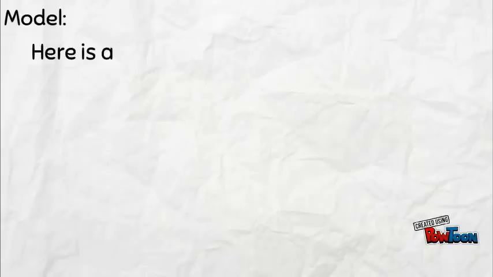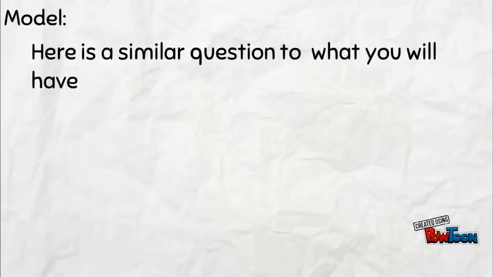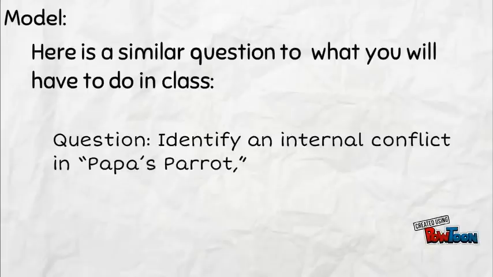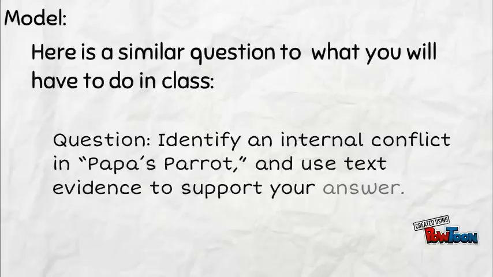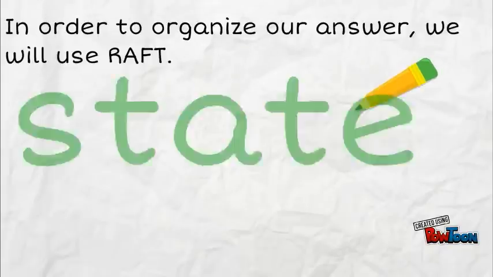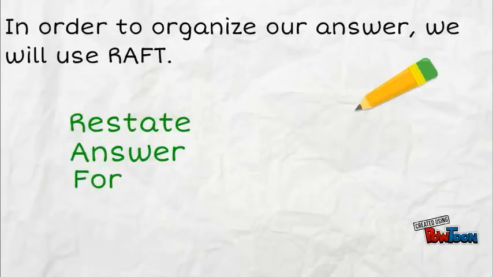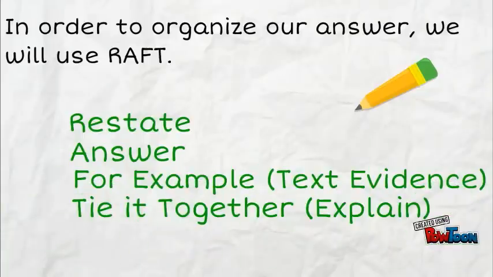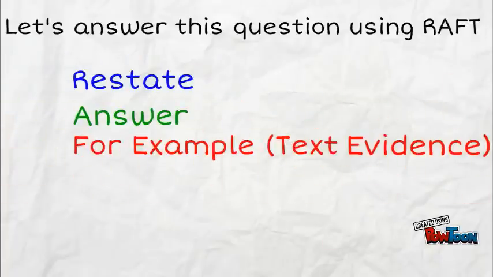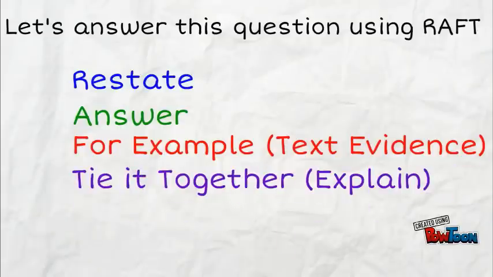As an example for the model, here is a similar question using Papa's Parrot. Identify an internal conflict in Papa's Parrot and use text evidence to support your answer. To organize our written responses, we use WRAP. Restate the question, answer it, give an example using evidence, explain how the evidence proves the answer. Let's answer the question using WRAP. Restate will be in blue, answer in green, text evidence in red, and explanation in purple.